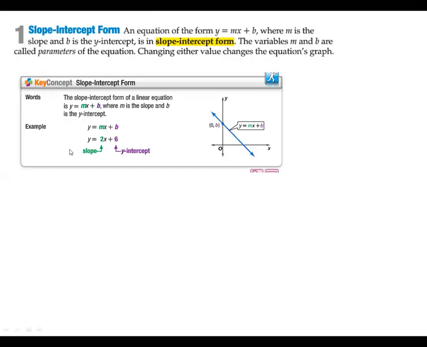So for example, if you have y equals mx plus b and you replace m with 2 and b with 6, you would have y equals 2x plus 6, where 2 is the slope and 6 is the y-intercept. And we're going to talk about how to just look at that equation and graph it right from there.